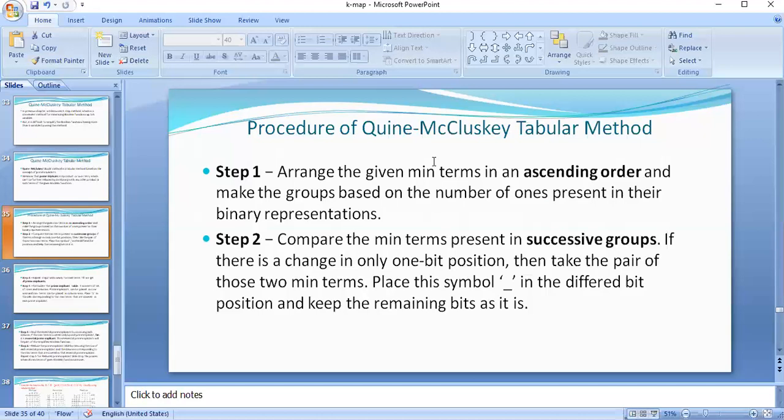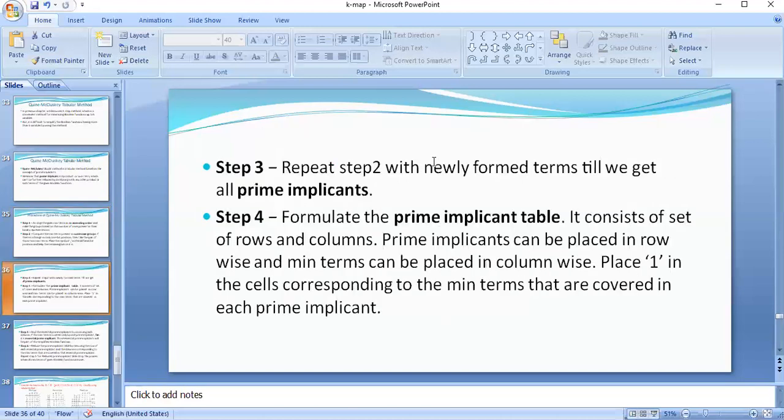Next, step 2. In step 2, you compare each group with its successive group. If there is a single bit position change, you place a dash in that position and keep the remaining bits as they are. This step 2 is repeated until we get the prime implicants.